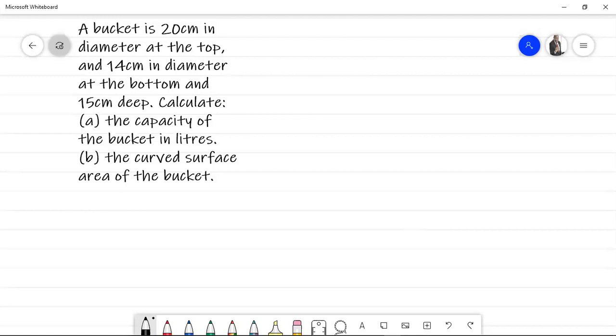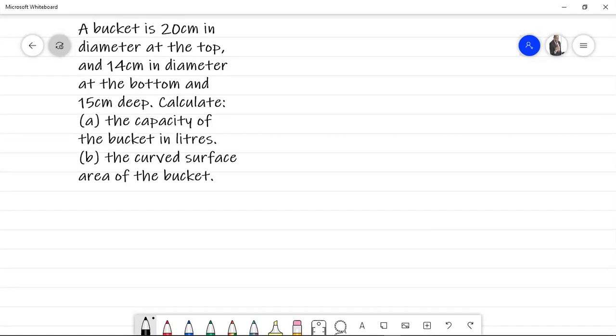This is another example, still talking about surface areas and volumes of solid shapes. Let's take a look at this example and solve it and see what this looks like. We have a bucket which is 20 centimeters in diameter at the top and 14 centimeters in diameter at the bottom, 15 centimeters deep as well. We want to calculate the capacity of the bucket in liters.